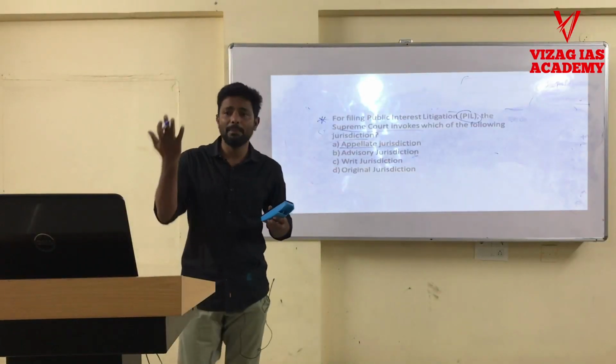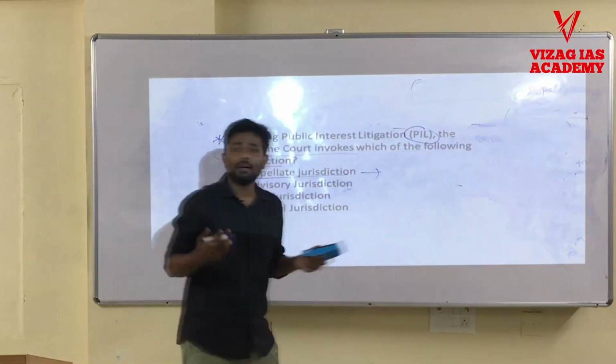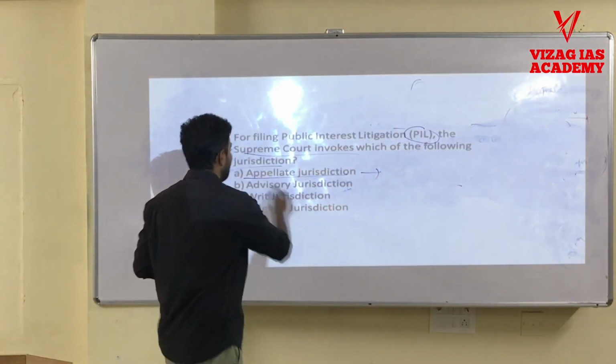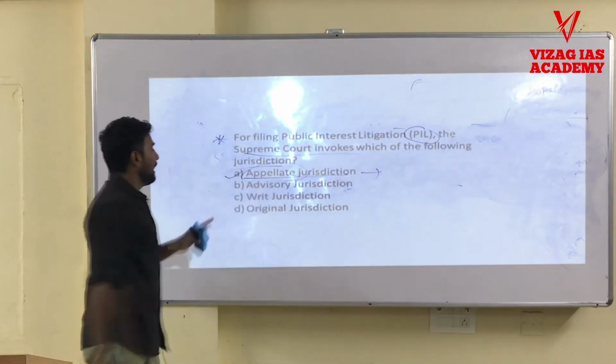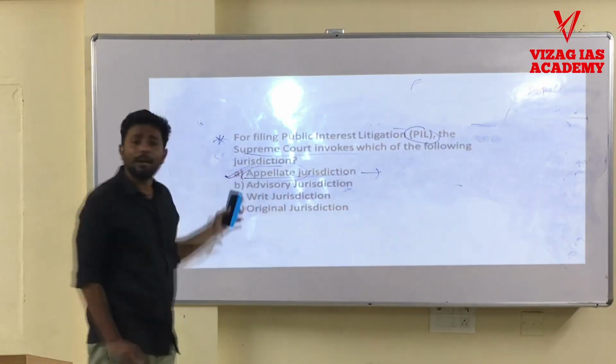It is related to the appeal. It is related to when a lower court makes a judgment or a decision. When somebody comes up to the Supreme Court through an appeal, then it takes up that particular case and delivers the judgment based on its merits. That is called appellate jurisdiction.